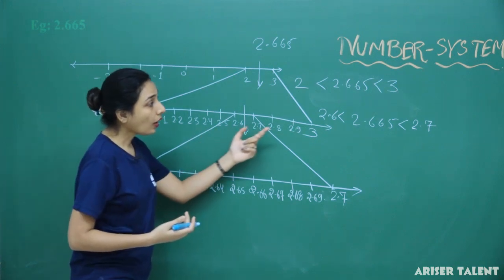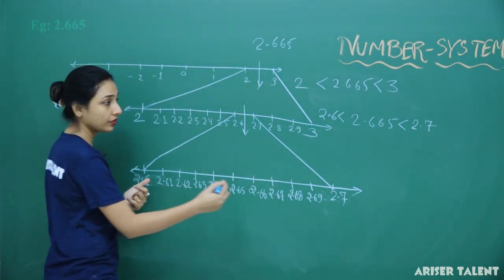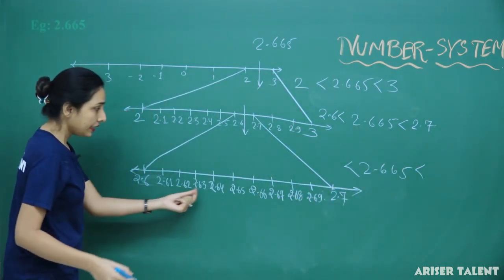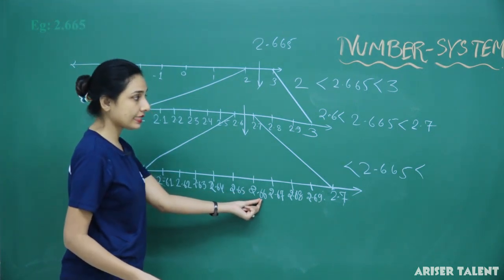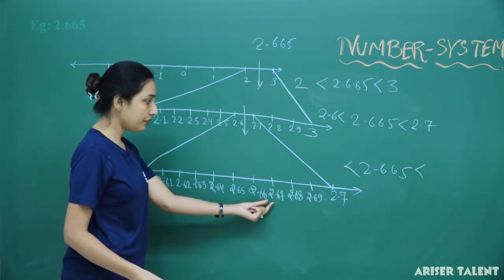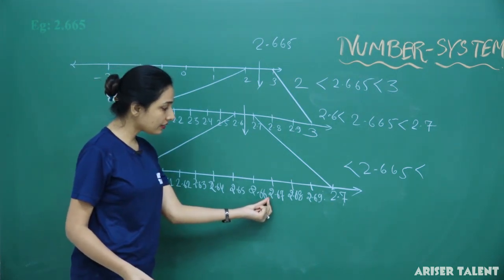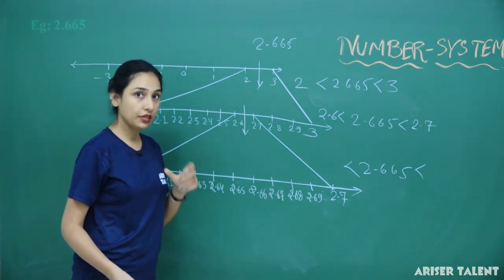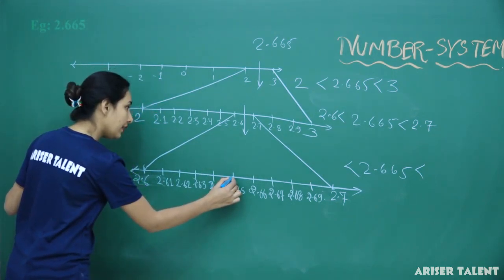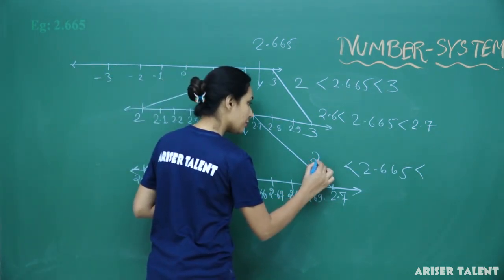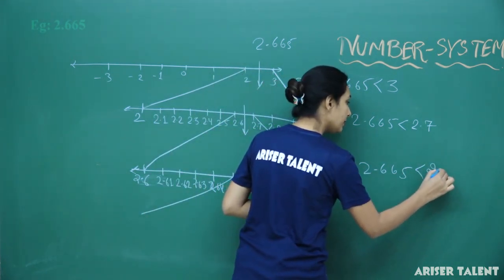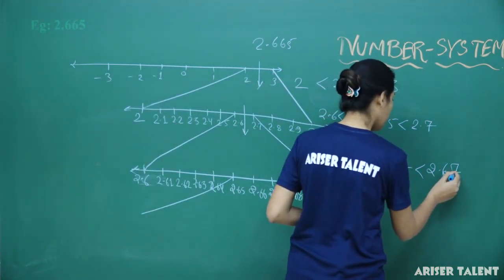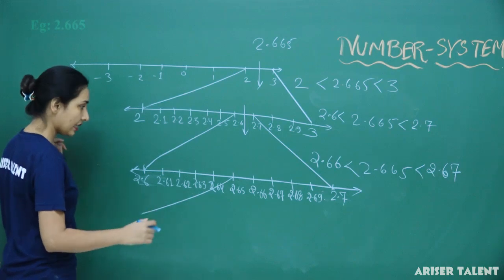2.665. Now I am having this 2.665. Now where does it lie? It will lie after 2.66. Okay, but because there are more digits after that, it will come between 2.66 and 2.67. It will come between them. Okay, so what will I do? Just simply mentioning it, 2.66 and 2.67. So this is the boundary of research now, 2.66 and 2.67.